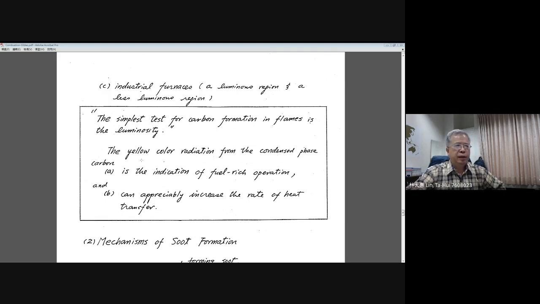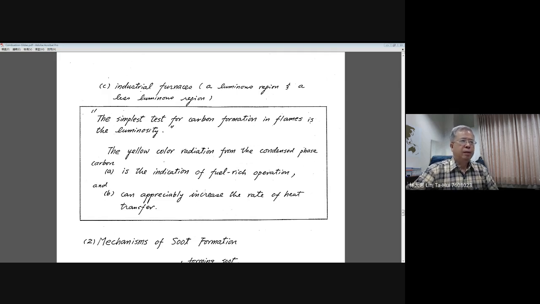And when you look at the yellow color radiation, basically it reveals two important facts. The first one is the indication of fuel-rich operation. In that yellow color region, you have a large amount of fuel, including solid carbon, and some liquid fuel exists. And the second one is that it will increase the rate of radiation heat transfer. Now the luminosity basically reflects two important facts: one is fuel rich, and the other one is strong radiation heat transfer.